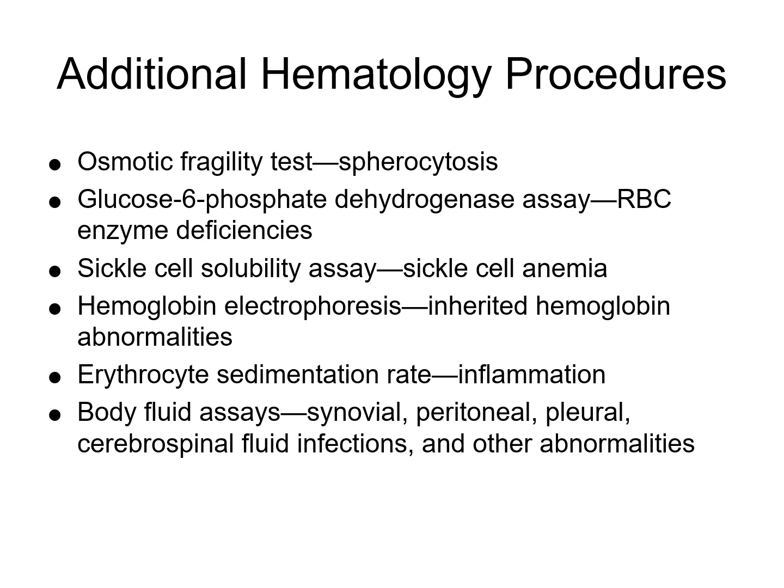We have the sickle cell solubility assay. This screens for, you got it, sickle cell anemia, and it does so by detecting hemoglobin S. Hemoglobin electrophoresis can identify inherited hemoglobin abnormalities like sickle cell or even certain thalassemias. Then we have the ESR, or the erythrocyte sedimentation rate, and this measures the rate at which the red blood cells settle in a tube over time. This can indicate inflammation or other disease processes. Body fluid assays, so the analysis of fluids such as synovial, peritoneal, pleural, and cerebrospinal fluids, are used to help detect infections and other abnormalities.